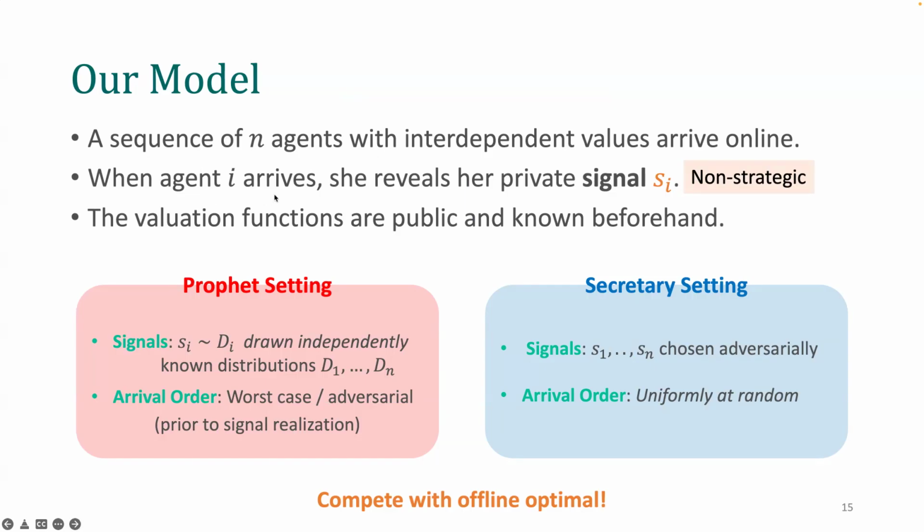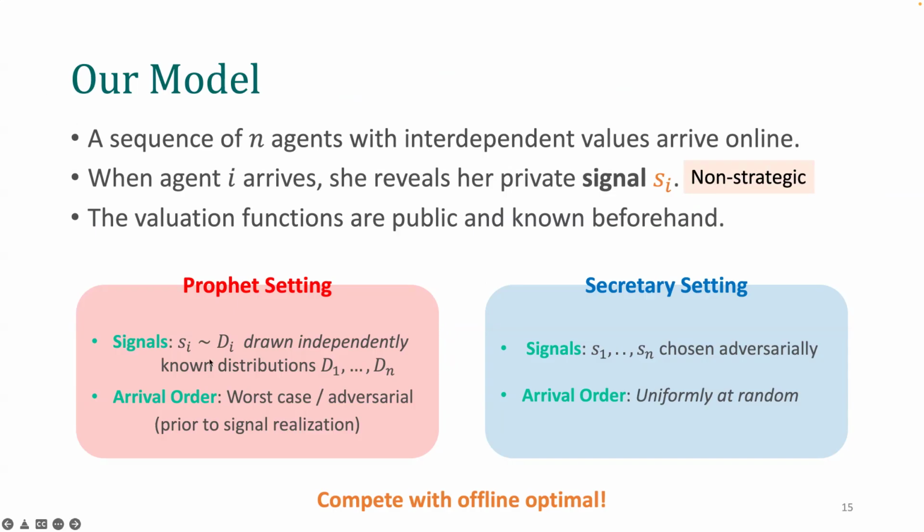To keep things really simple, we are going to start by thinking about a completely non-strategic setting. So don't worry about truthfulness or what it would mean. There is no strategic component. When an agent i arrives, she will reveal her true private signal S_i. That is our assumption. But the valuation functions are all known beforehand and are public. And we study both the prophet setting and the secretary setting in this interdependent values model.